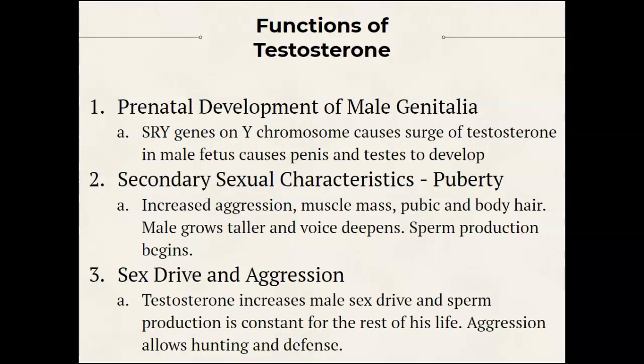When puberty hits, it also causes secondary sexual characteristics, okay? So this is increased aggression, muscle mass, body hair. You get taller, your voice deepens, and this is when sperm production really begins. And then the third one is sex drive and aggression. So testosterone increases male sex drive and sperm production, which is constant for a male's entire life, which is why men that are 60, 70, 80 can actually still have biological children, because the sperm never stops being produced.